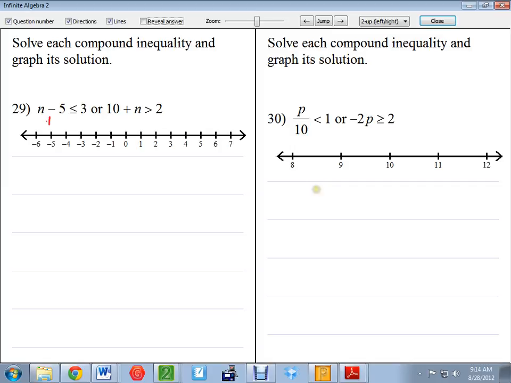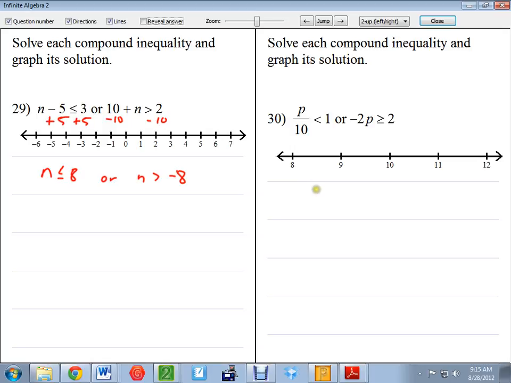So for number 29, we will add 5 to both sides to get n is less than or equal to 8. We'd also have another solution, or when we subtract 10 from both sides, we'd get n is greater than negative 8. And these are my two solutions. Now, right off the bat, you can see that the number line isn't really big enough for this, but we're going to sort of fudge it in there a little bit.